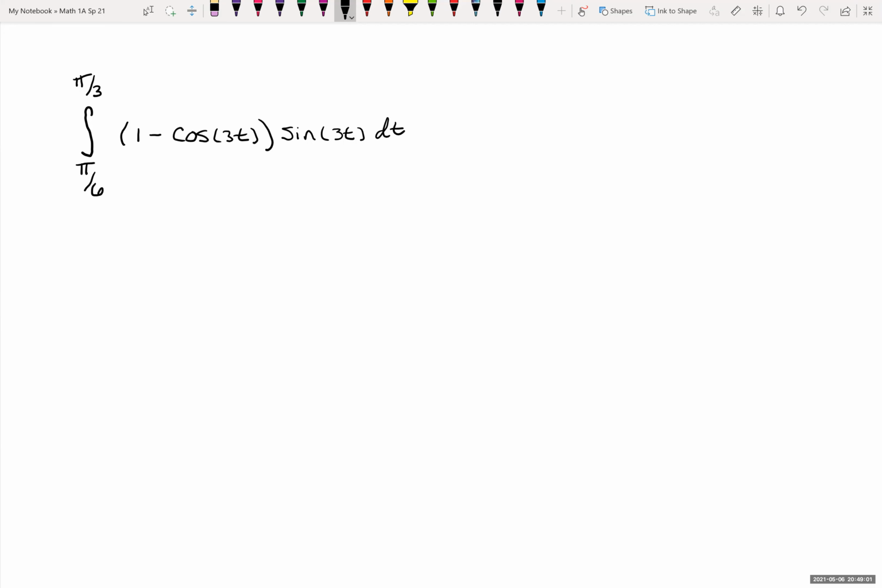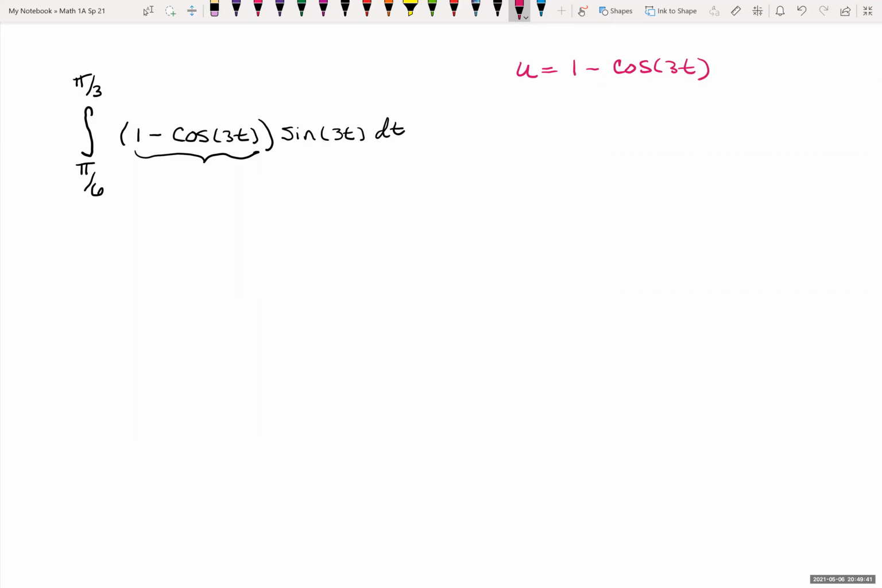So you need to choose what you're going to let your u value be. I notice that when I take the derivative of sine or cosine, it usually gives me the other one, except for the negative in front of one of them. It's better that you take what's inside the parentheses in this case, because then it's just going to be one term there, and we won't have to worry about things not canceling. And so let's choose u to be 1 minus cosine of 3t.